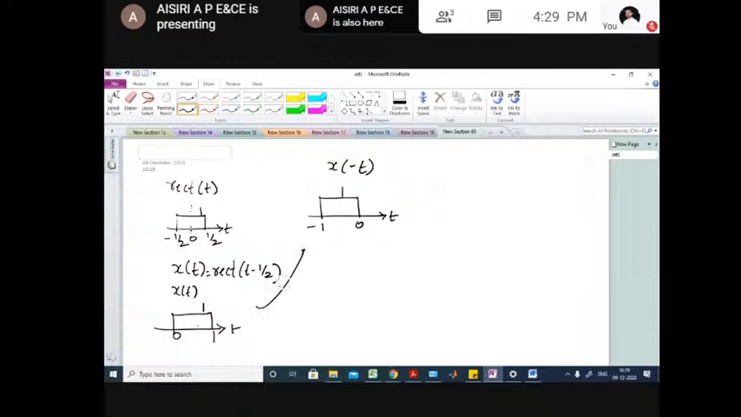So when I combine these two functions, then I'll get a function which will have support from minus 1 to plus 1, which says center is 0, and this is x of t plus x of minus t. Okay, so suppose let me call this x1 of t. So we have got this, and they're asking what will be the Fourier transform of this function. So we have to determine the Fourier transform of this function.